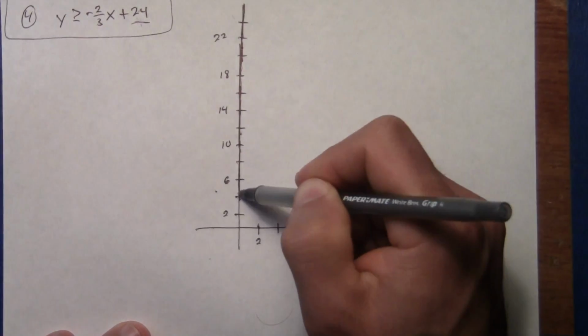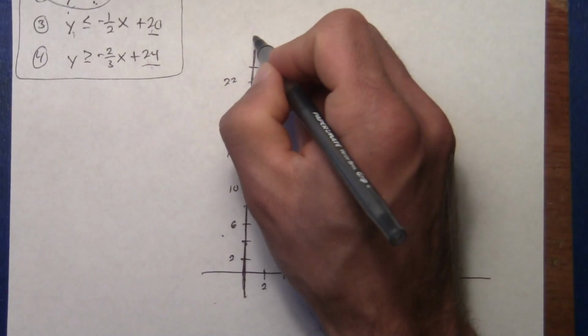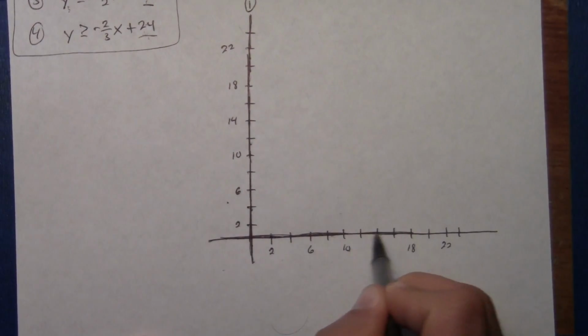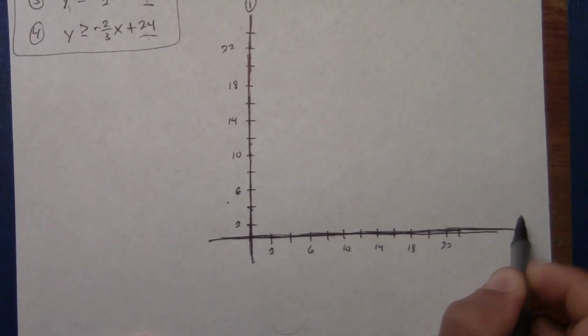You just need to know it's sitting right there. And that is my first inequality. The second inequality is actually the x-axis. It's y is greater than or equal to 0. Again, you don't need to make it darker if you don't want to.